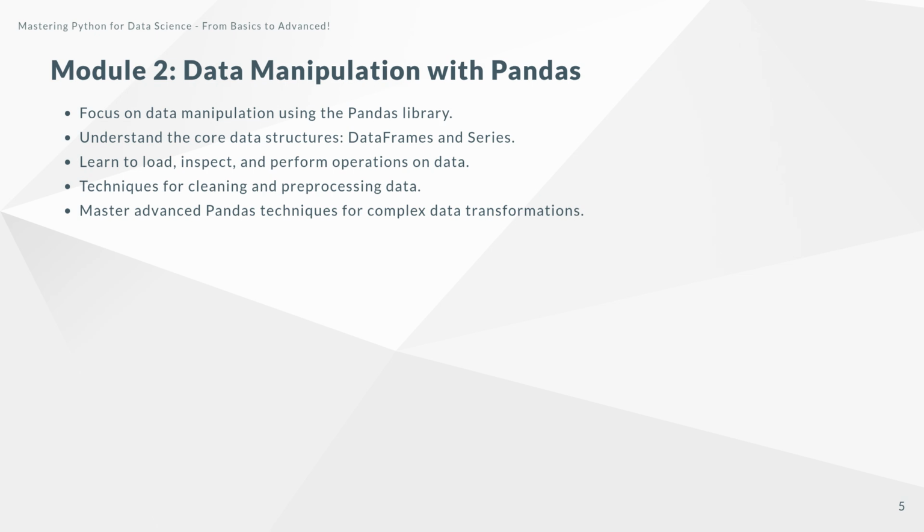In Module 2, we'll focus on data manipulation using Pandas, a powerful library for data analysis in Python. This module is crucial for transforming raw data into a format that can be analyzed. We'll start with the basics of working with data frames and series, which are the core data structures in Pandas. You'll learn how to load data from various sources, inspect your data, and perform basic operations.